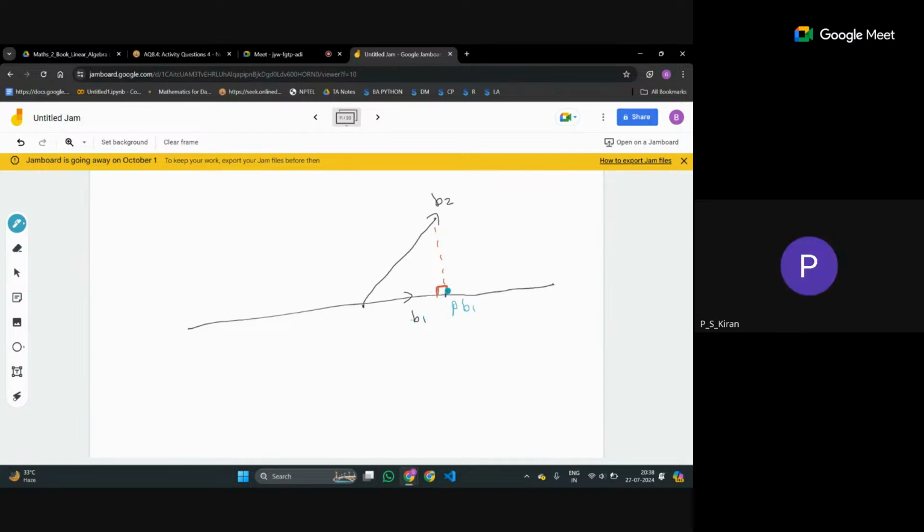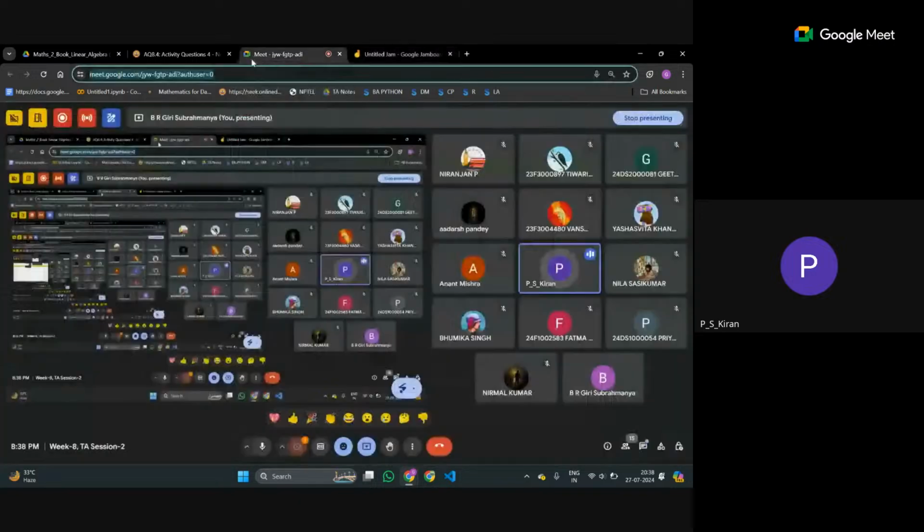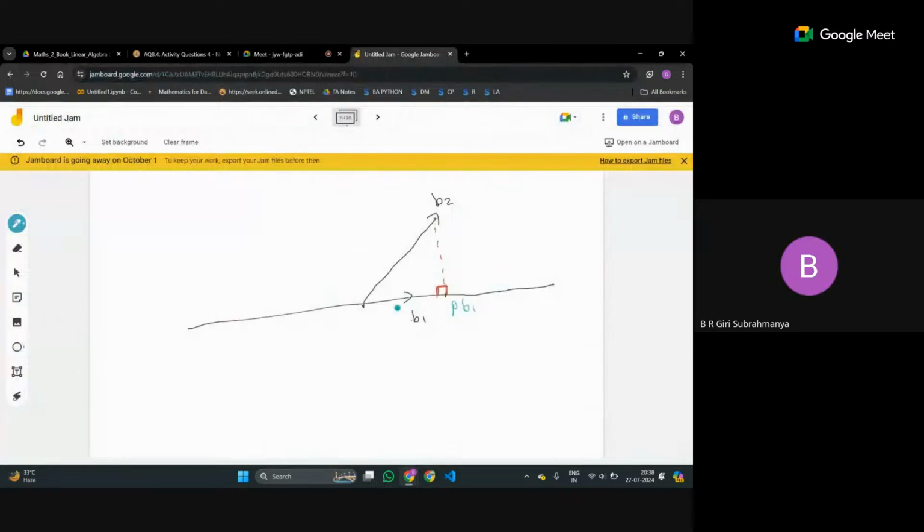Just a clarification: a vector is neither an array nor a line segment, because it has a direction also, and a magnitude also. It has direction, so that's why we represent it with this arrow. I was saying that just for simplicity.